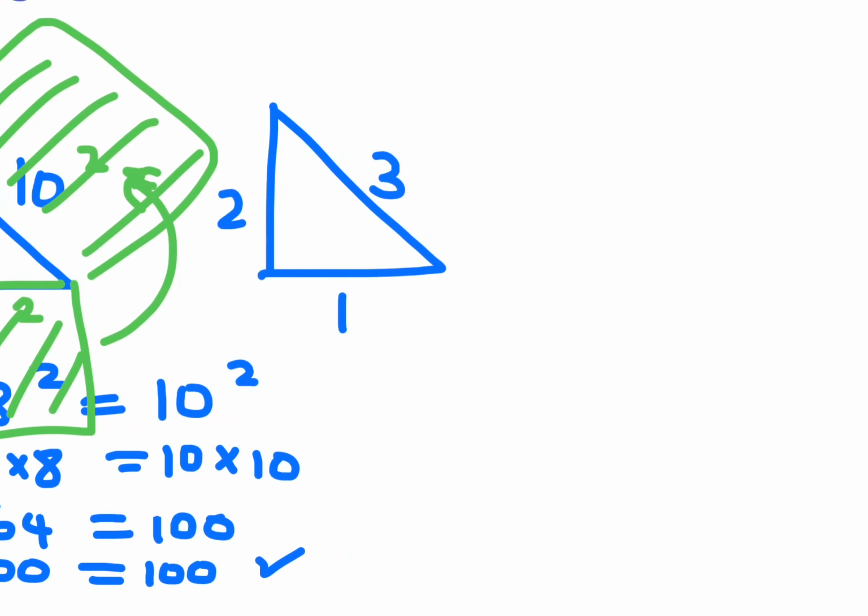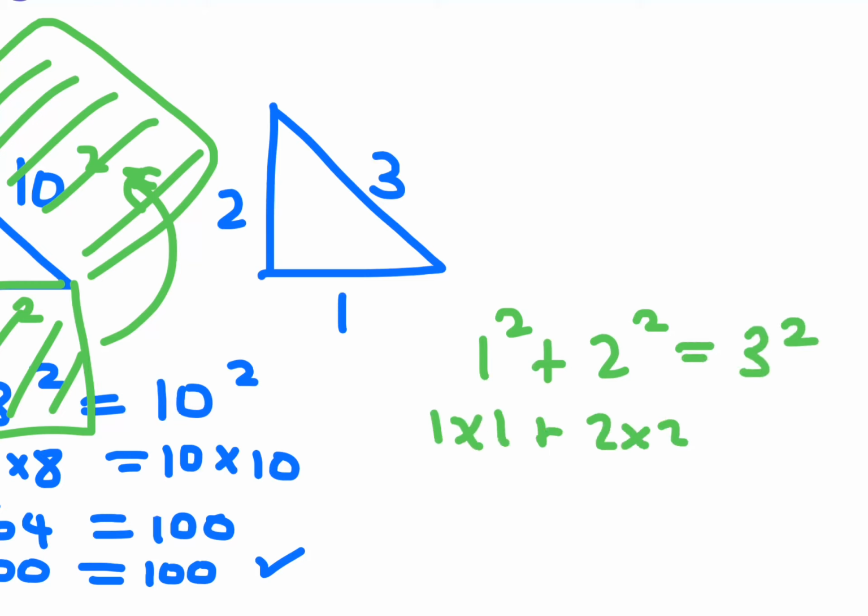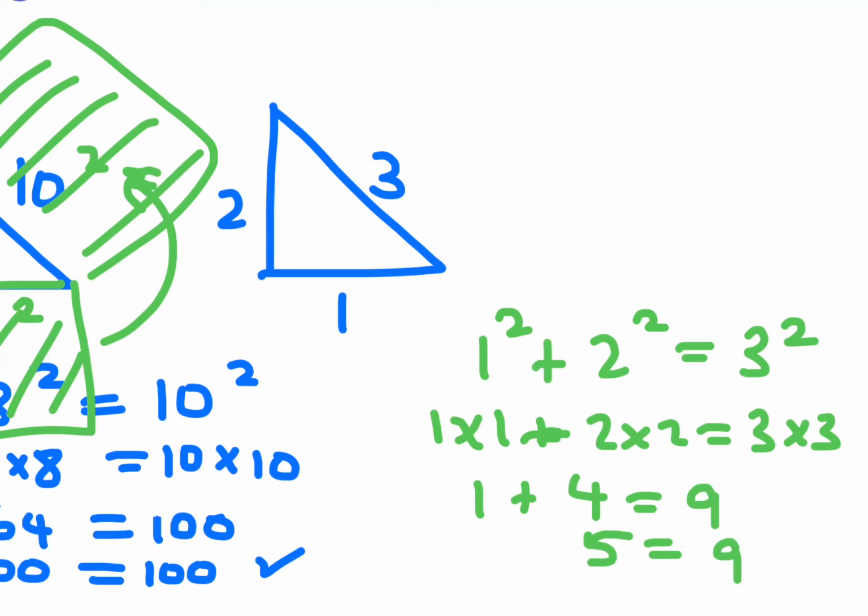Now, if we look at this one here, let's try it. 1 squared plus 2 squared, does that equal 3 squared? So 1 squared is 1 times 1, 2 squared is 2 times 2, 3 squared is 3 times 3. So that's 1 plus 4 equals 9, 5 equals 9. That is not true, so that means not equal.